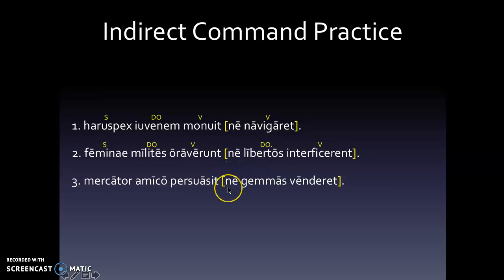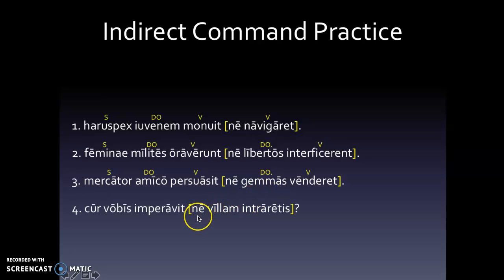All right, number 3, we've got an indirect command starting with ne, ending with a subjunctive. We've got a nominative subject. Here we have a dative, but it's our direct object because this is a special verb. We've got an accusative direct object over here and the verb of our indirect command. So the merchant persuaded the friend not to sell the gems.